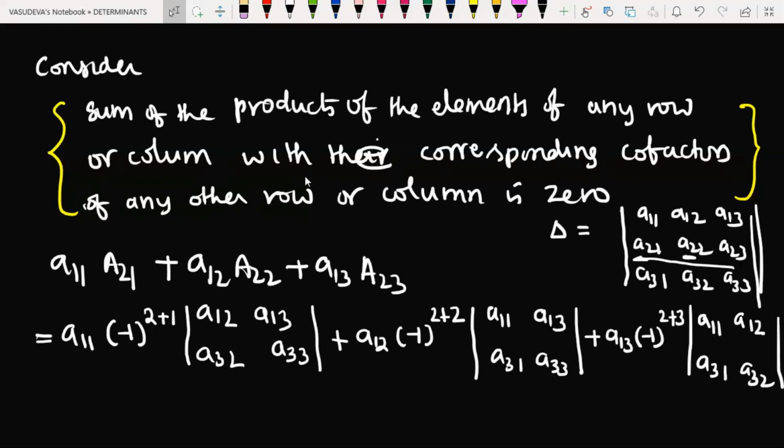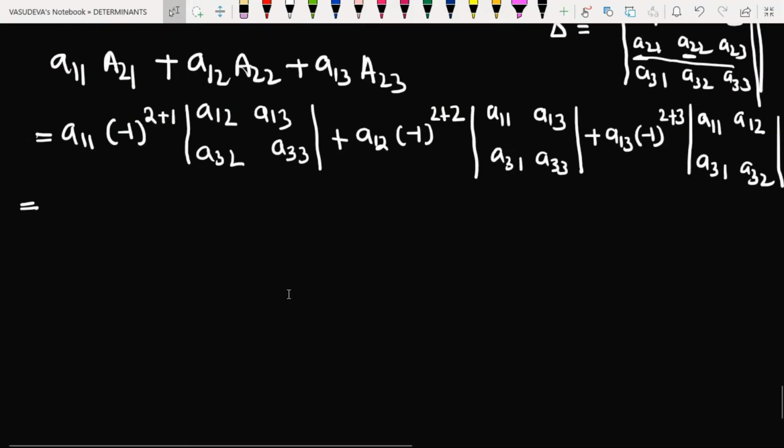Writing this in the form of a determinant. Now look, I am writing A11. For the element we have minus 1 to the power of 2 plus 1, an odd number. The signs go plus, minus, plus. So this is minus 1 to the power of 2 plus 1 times A11, the cofactor of the element A21.